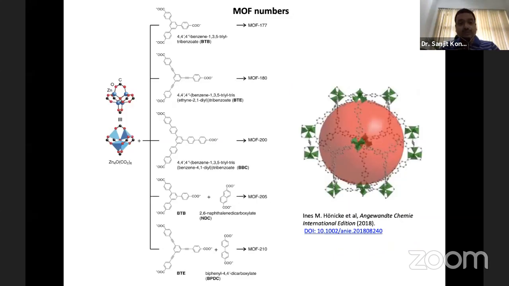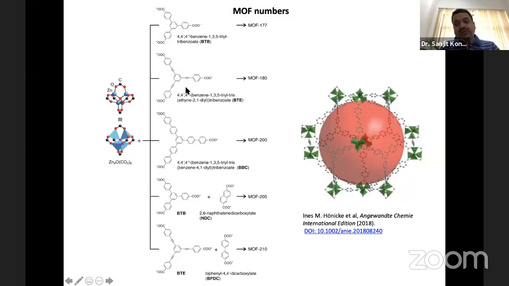Now, in another example, you see the numbers MOF 177, MOF 180, MOF 200. These numbers were given by Professor Omar Yaghi. He coined this term, and this is his numbering. What to learn in this slide? These MOFs are made with a zinc cluster. Here the metal is a small zinc cluster, connected with different carboxylic acids. The ligand is triangular, and the metal binds to the ligand through the carboxylate groups at a 120-degree angle.